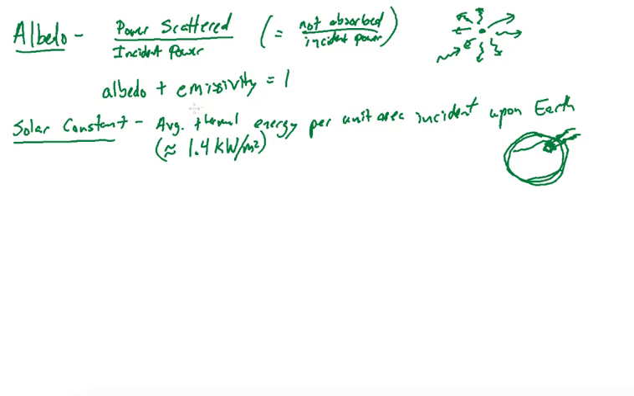And the same thing with cloud coverage. The more clouds, clouds look white, and if you're looking down from above, they're scattering all that light back out before it actually makes it down to the surface. So those two things affect it.